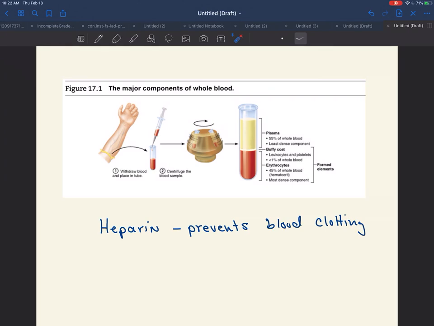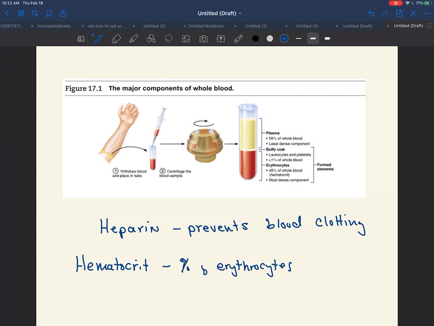And then notice the erythrocytes. The erythrocytes make up about 45% of whole blood, but that can change depending upon the environmental conditions. So this percentage of the erythrocytes is actually what is referred to as your hematocrit. So this is a value that is taken. So this is the percent of erythrocytes.